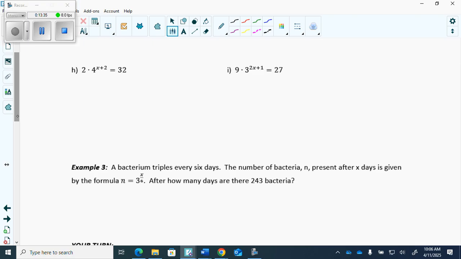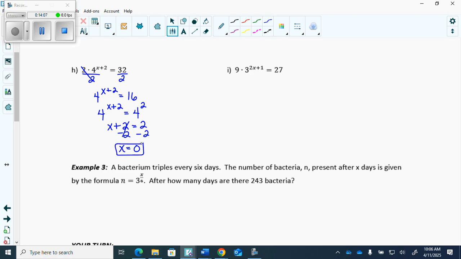Okay, these ones, you could make them all be base 2s, or you could do this. You can divide the 2 over because it doesn't have a variable on it. So we get 4 to the x plus 2 equals 16. Then I can make them be base 4. 4 to the x plus 2 equals 4 to the 2. X plus 2 equals 2. Subtract 2. X equals 0.